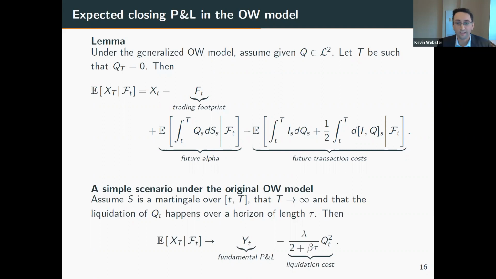I can be a little bit more precise. If I've captured all the alpha opportunities up to now and don't plan to pursue any future alpha opportunities, so the price S is a martingale from time little t to big T, and I'm not going to be particularly tactical about how I liquidate, I just have some liquidation far into the future, not trying to find the best liquidation strategy, just a standard one, then you get this convergence result: the expected closing P&L converges to the fundamental P&L minus the far away liquidation costs.